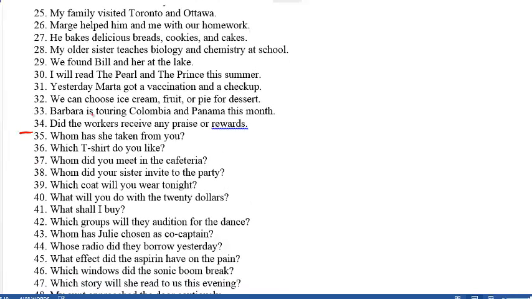Now these can be a little bit challenging, and I want to talk about these. "Whom has she taken from you?" Well, first off, remember the subject is the doer. This is not the doer. She is the subject. Taken is the predicate. Whom answers who or what. Remember, from you is a prepositional phrase, so those aren't part of the basic sentence pattern. So whom would be the direct object.